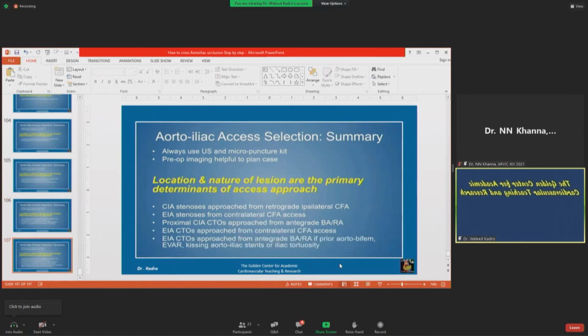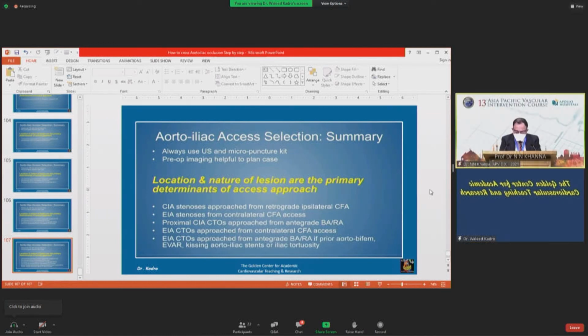If there is any previous intervention or EVAR or previous aortoiliac stent, the best way is to approach from the radial or the brachial. Thank you very much for your attention. And we are going to come back to all of you for discussion.